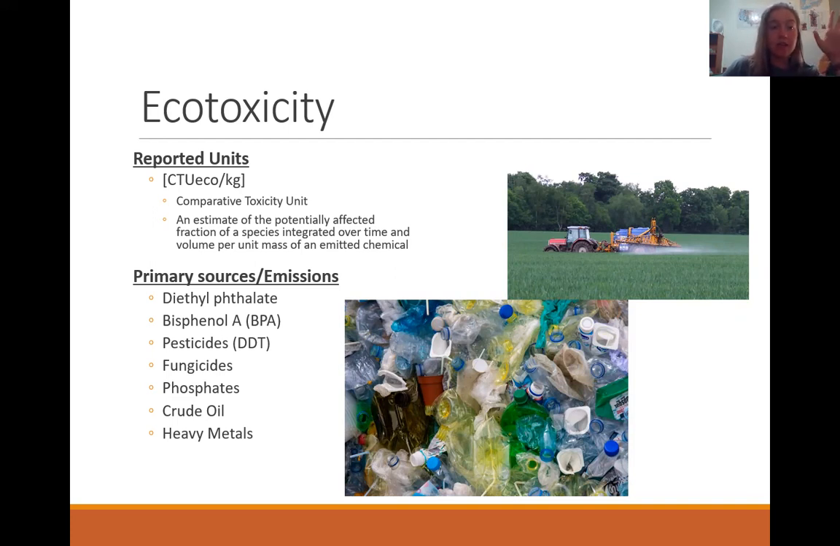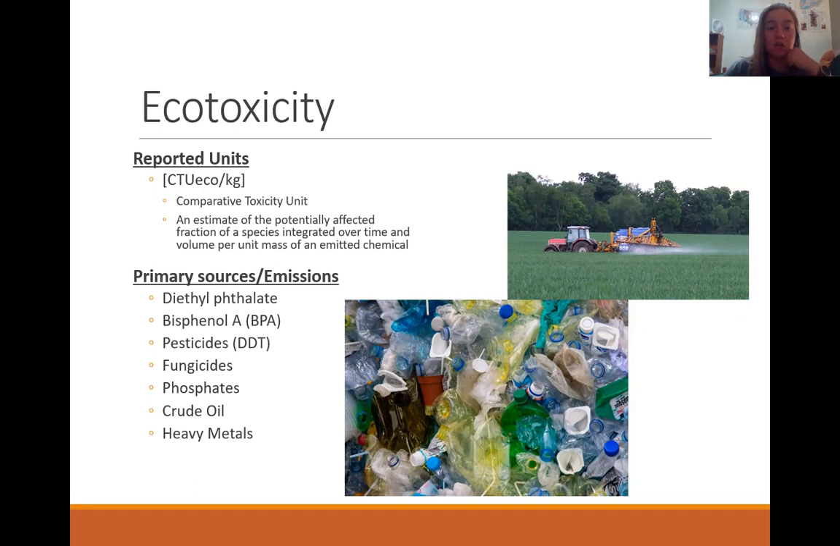As I mentioned on the previous slide, there are certain activities that provide the majority of the contribution of ecotoxicity. Agriculture mostly contributes, again, pesticides and fungicides, as seen on this list. Fossil fuels often provide crude oil and heavy metals that end up in waterways and things like that. And the pharmaceutical industry is a strong contributor of phosphates. Finally, plastic production contributes a lot of BPA as well as phthalates.